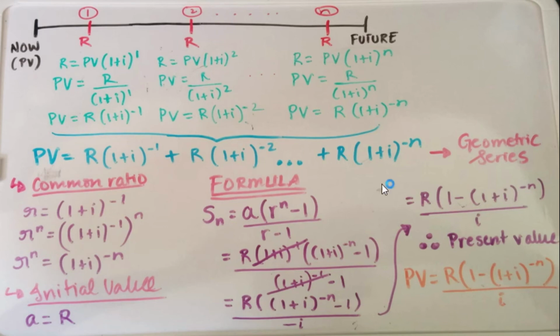When we do so, we find out that this is a geometric series. So using our knowledge from Unit 6, we find the common ratio and the initial value. Since we are dealing with the sum, we can use the formula for the sum of a geometric series and simply replace the values, because we have the a value and the r value over here. After replacing and simplifying, we find that the formula for present value is equal to this.